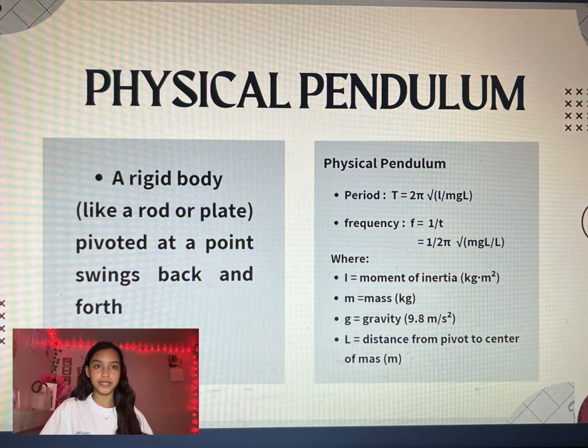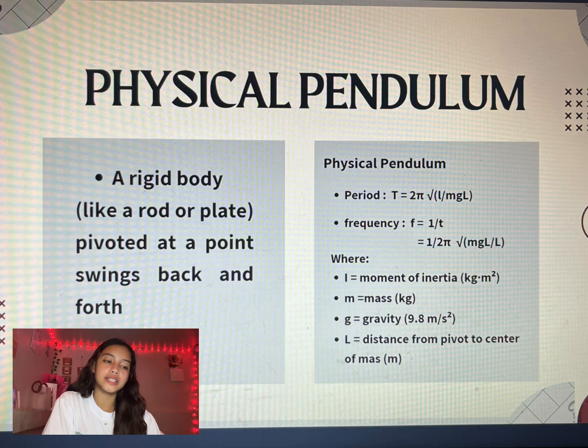Next, we're going to talk about the physical pendulum. A physical pendulum is a rigid body, like a rod or plate, pivoted at a point, that swings back and forth. It swings back and forth around a fixed point when displaced from its equilibrium position, unlike a simple pendulum, which uses a small mass and a string. A physical pendulum considers the distribution of mass within the object.